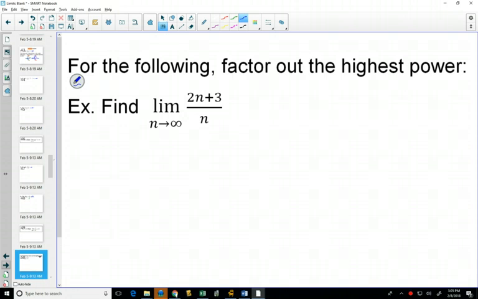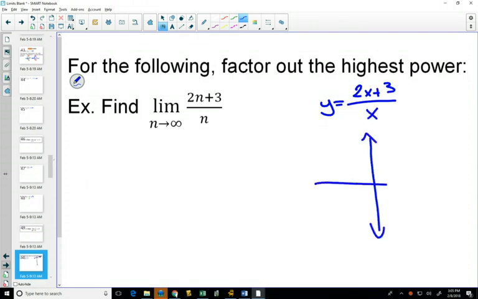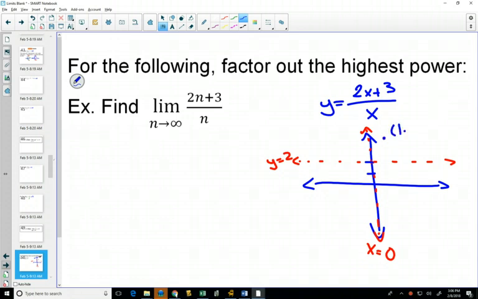So maybe you remember graphing this in grade 12 and saying, I have a non-permissible value at 0. So I would have had a vertical asymptote at x equals 0. And in this graph, I would have a horizontal asymptote at y equals 2. If you plugged in some points, for example, if you plug in 1, you're going to get (1, 5).